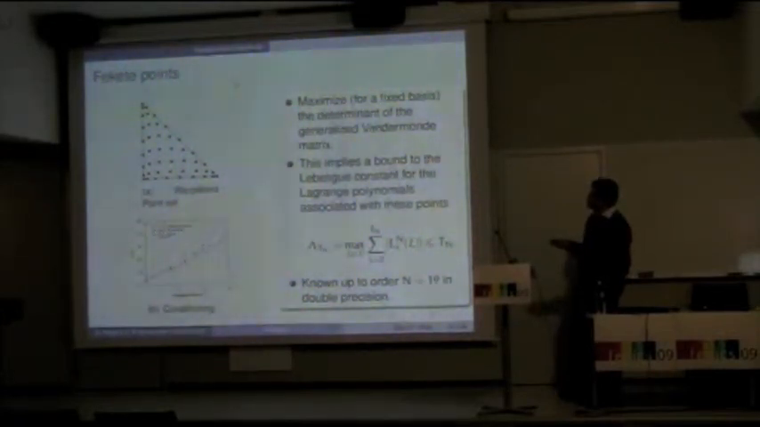The Fekete point set is basically a set of points which maximize the determinant of the Vandermonde matrix, of the generalized Vandermonde matrix. And it allows you afterwards to have a Lebesgue constant which is bounded. So whenever I talk about higher order finite elements, Lagrange finite elements, we use Fekete point sets.